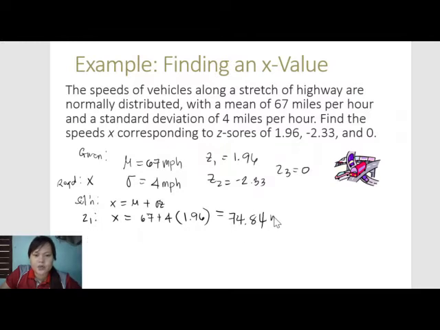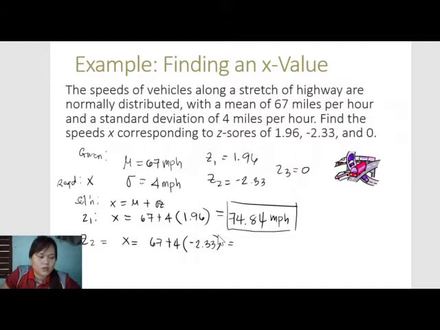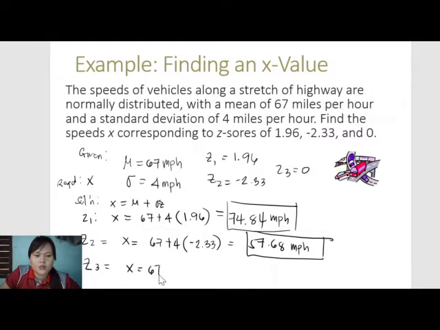Next, z2 miles per hour. Okay. So, z2, x is equal to 67 plus 4 times negative 2.33 equals 57.68 mph. Okay, next, z3. X is equal to 67 plus 4 times 0, 67 miles per hour.